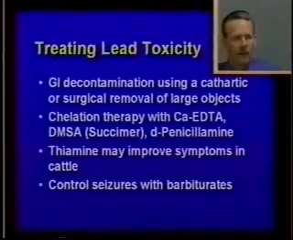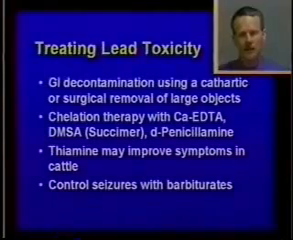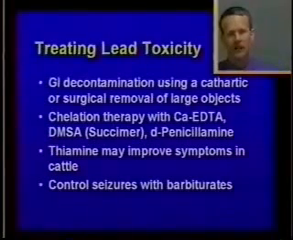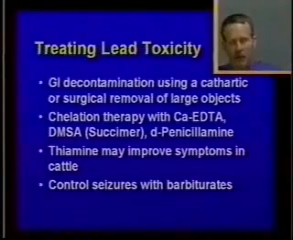Treatment of lead toxicity consists of removing the source of lead and decreasing the amount of lead that's being absorbed. This is usually done with a cathartic, either saline or mineral oil. If it's a large object, you may need to do a surgical removal in order to get it out of the GI tract. The second step in treating lead poisoning is chelation therapy.